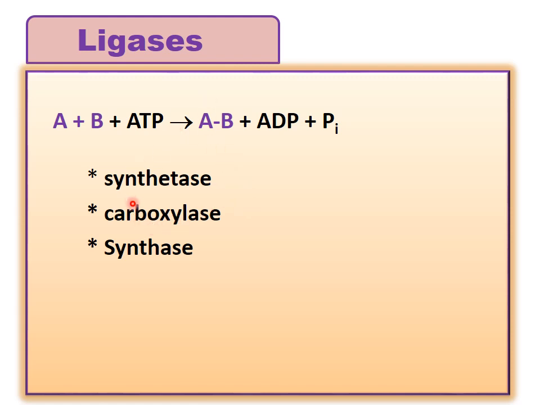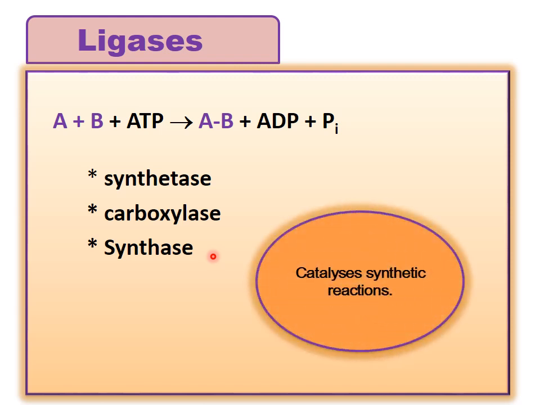In this class, synthetases, carboxylases, and also ligases come under this. Examples of synthetases: glutathione synthetase, acyl coenzyme A synthetase, then pyruvate carboxylase, then DNA ligases. These are all examples of ligase enzymes. So they catalyze synthetic reactions. A very good example of synthesis is in the TCA cycle, that is citrate synthetase.